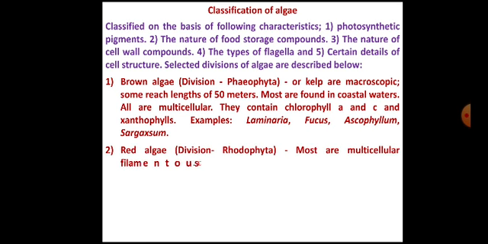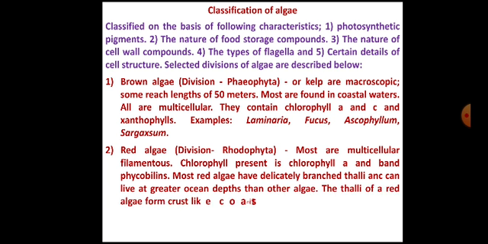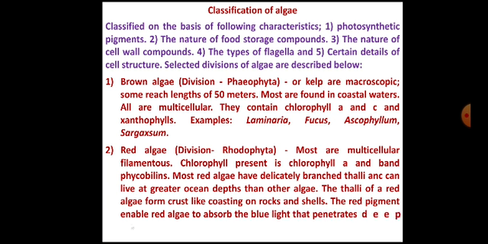Second class is red algae. So the names are given based on the presence of the color pigment. Division is Rhodophyta. Most are multicellular filamentous. Chlorophyll A and phycobilins are present along with chlorophyll B. These red algae are found in greater ocean depths. The red pigment enables the red algae to absorb the blue light, which penetrates deep into the oceans, and therefore these algae occur in the deepest portions of the ocean. That is because of the absorbance of blue light, which is necessary for photosynthesis, using the red color pigment. Examples are Gracilaria, Chondrus, and Gelidium.